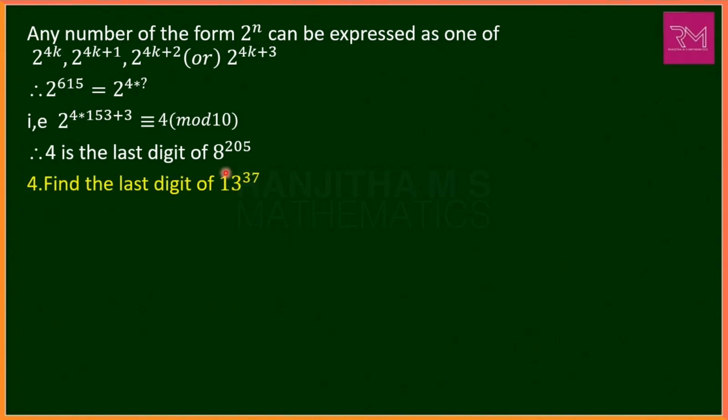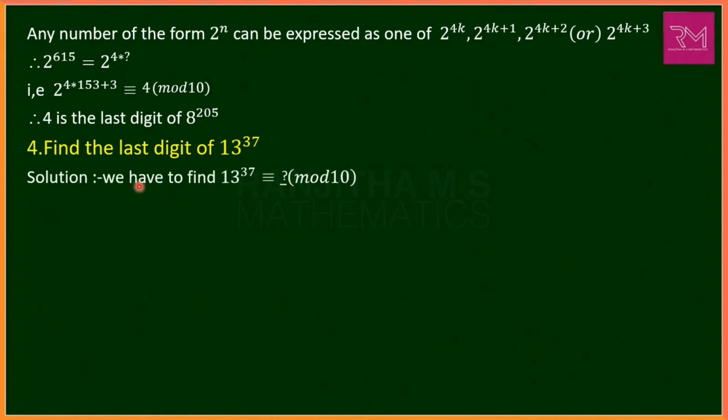Find the last digit of 13 power 37. This is nothing but finding the remainder when 13 power 37 is divided by 10. So we have to find the remainder when 13 power 37 is divided by 10. To achieve this, the first step is to take that 13 is congruent to 3 modulo 10.